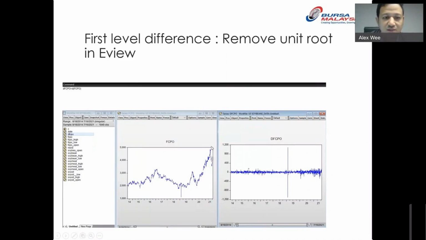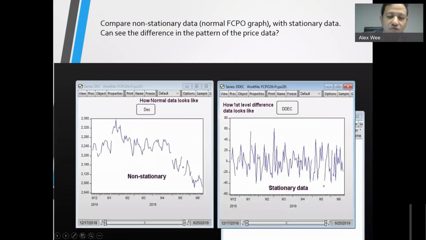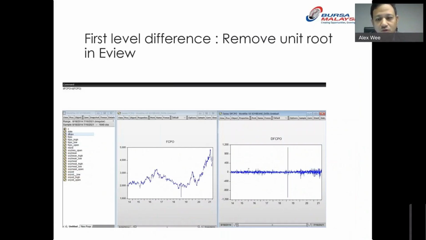So very simple. You can see the step is very simple, right? It's just one step. Click the command line, type this simple line, and press enter, and the data already becomes stationary. But a lot of new statistics students forget to do this step, and the rest of the tests are all useless. It becomes a spurious model, meaning that the model is no longer useful if you forget this step. This is one of the most fundamental steps to perform. Remember that. Remember, you have to remove the unit root in EViews.